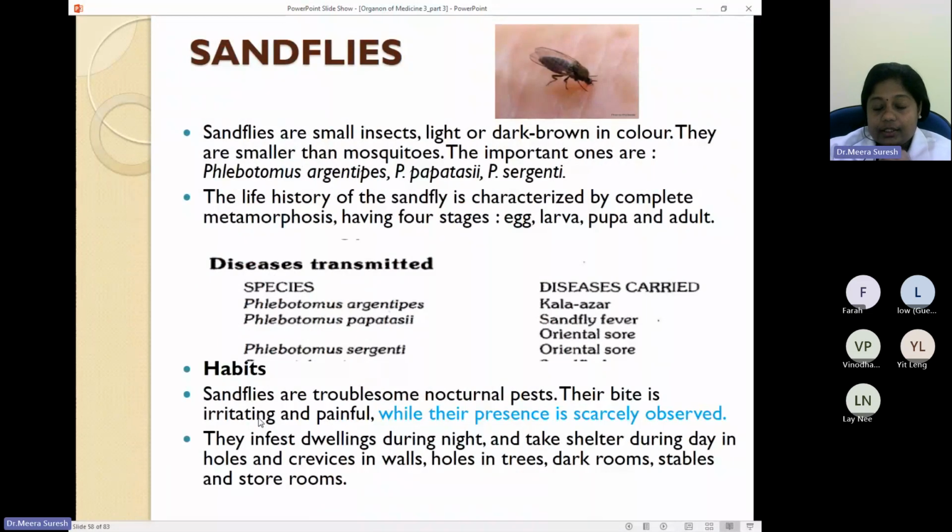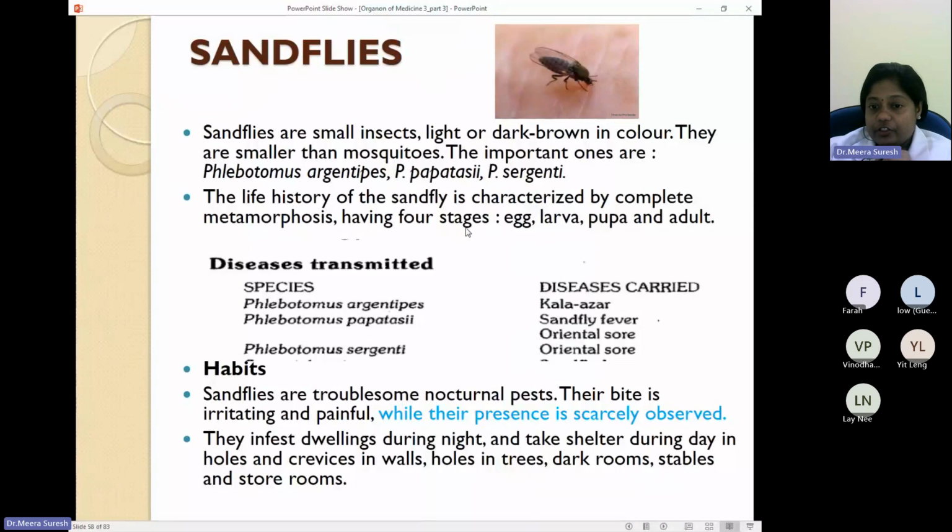Then going towards the third one, the sandflies. Sandflies are much smaller than mosquitoes, and the scientific name is Phlebotomus. Phlebotomus argentipes, Phlebotomus papatasi, and Phlebotomus sergenti are the main important ones. Even if you don't remember these scientific names, it is fine, but at least remember the sandflies, otherwise called Phlebotomus species.